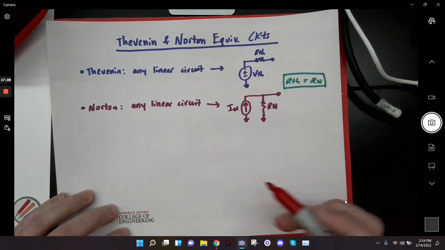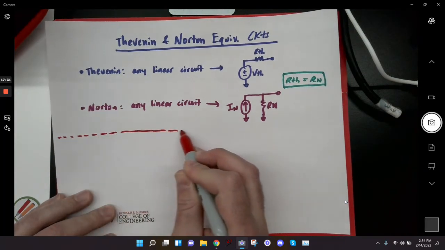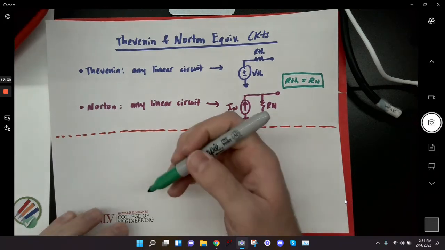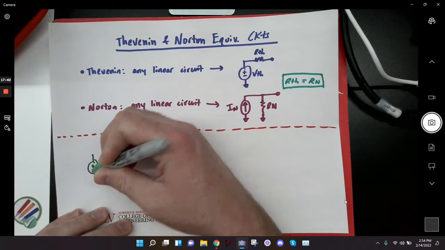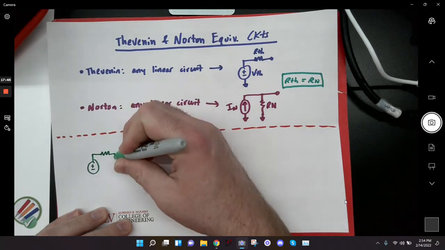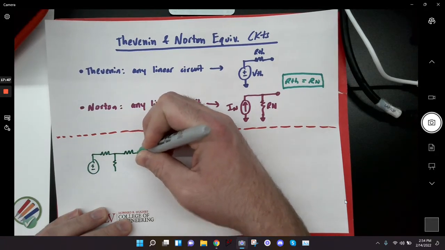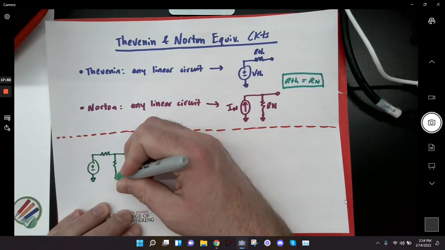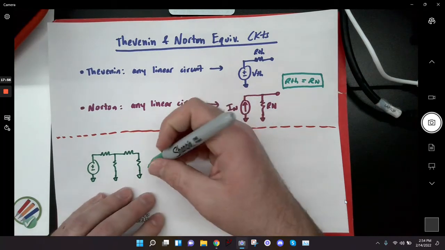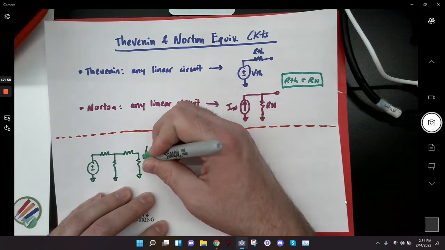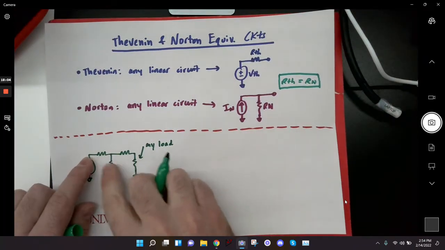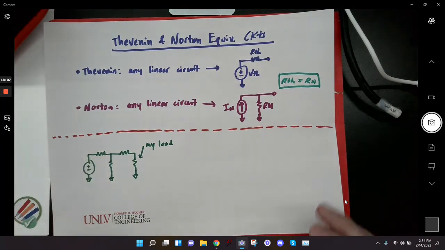Okay. So now that I've gotten that out of the way, I want to do a quick example and show you what I mean. So let's say I take a little circuit. Let's go with a voltage source, resistor, resistor, resistor, and then one more resistor. And let's say that this is my load. This resistor right here is my load. So I'm basically using the rest of this circuitry to try and power this load resistor, right?